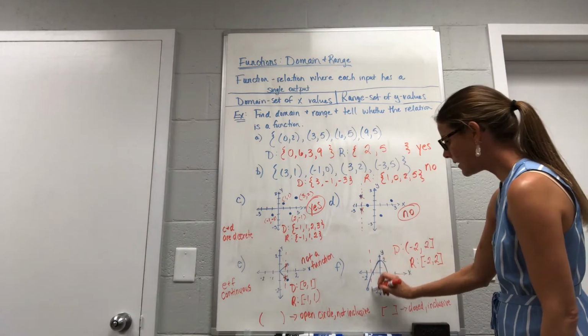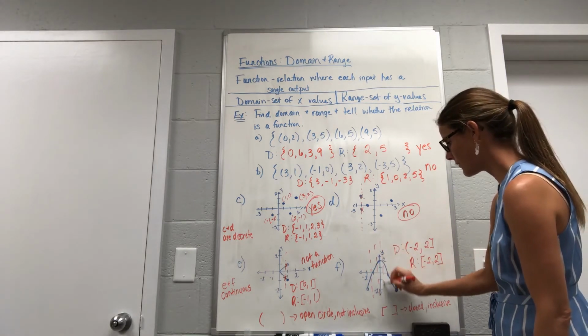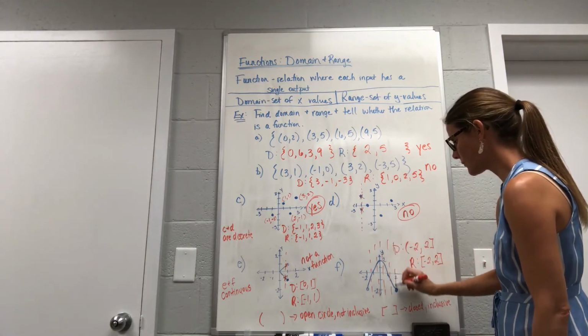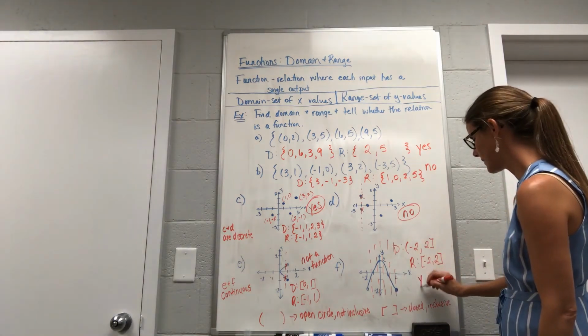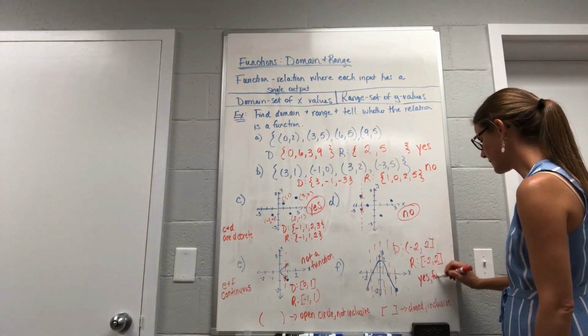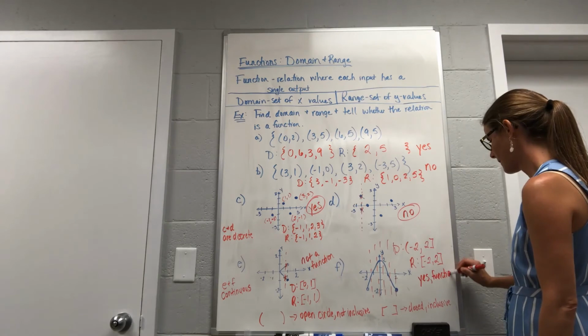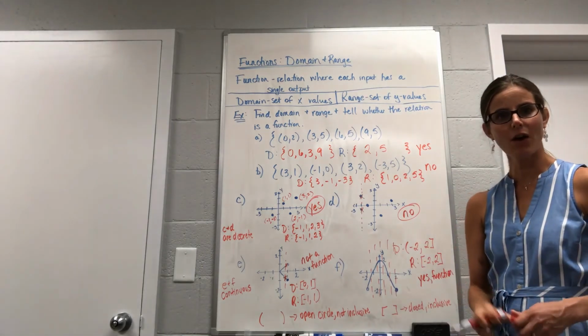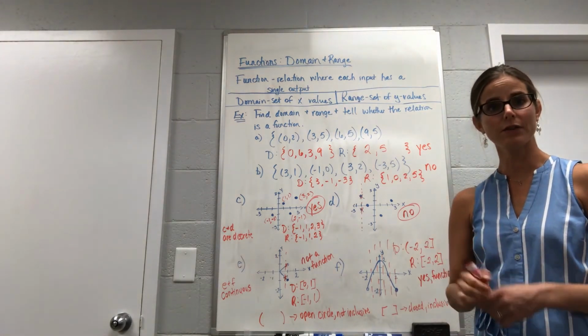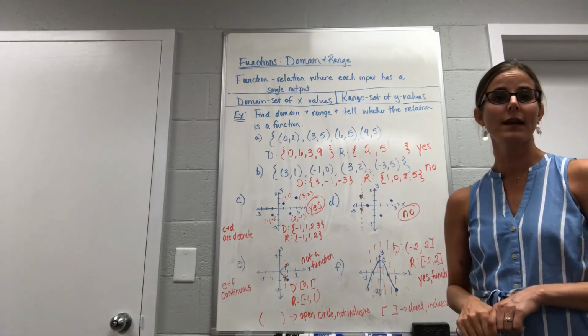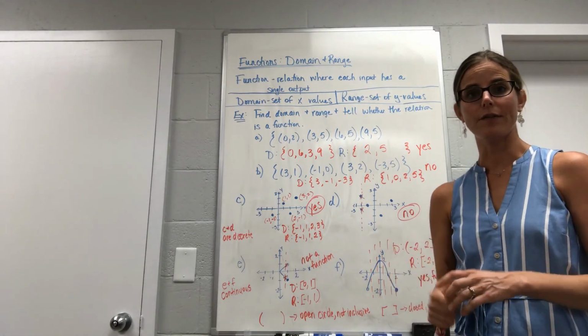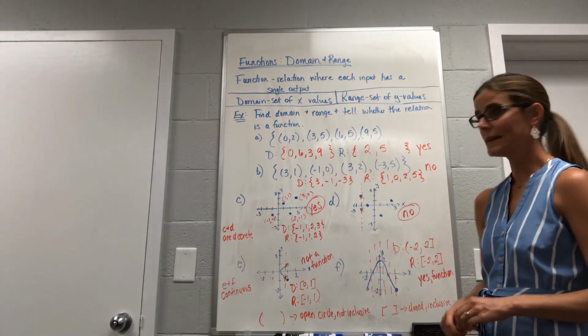This one is a function because no matter where you draw that vertical line, it will only go through once. So this is a function. Okay, so that was a very quick lesson on domain and range and what the meaning of functions are and how you can tell whether a function is indeed a function based on a graph using that vertical line test. So that's it. All right.